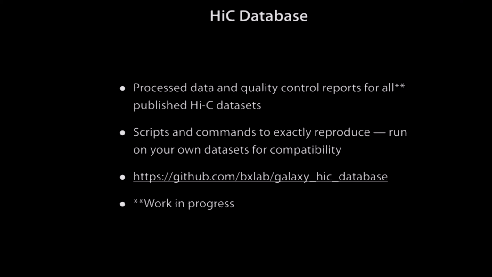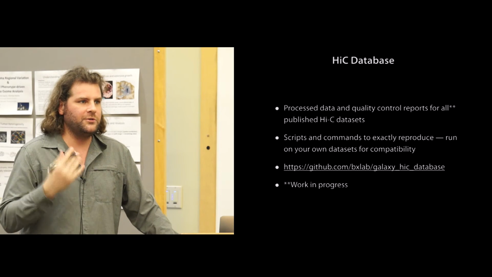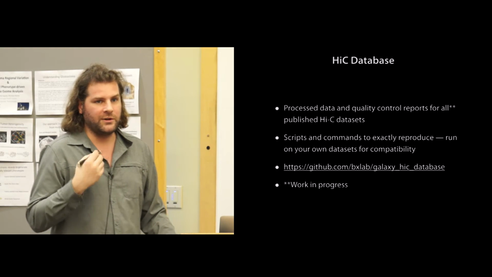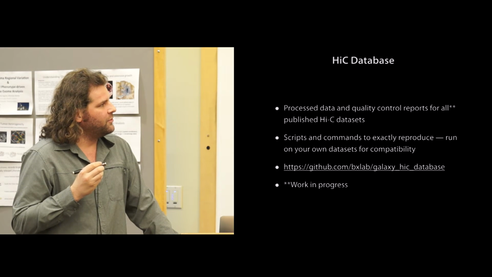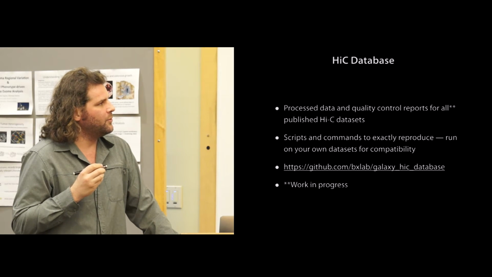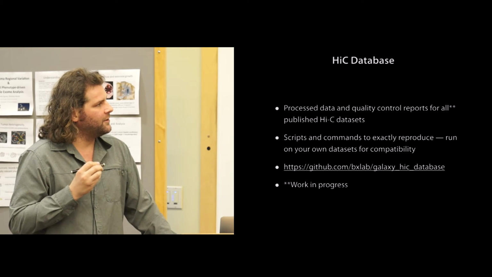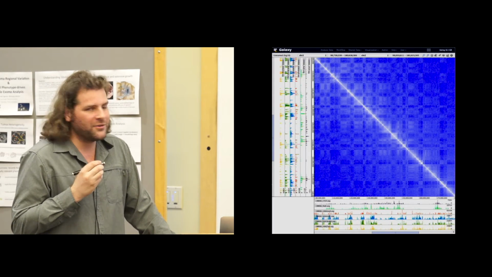We're also, this is work in progress, but a lot of it's already up, processing and doing quality control reports for every published Hi-C data set. So you can compare your data set to these other data sets, and you can see exactly the parameters we're using to normalize everything. We're hoping this is a useful resource for those of you who are trying to do your own Hi-C. We've got the scripts and commands to exactly reproduce this. This is on GitHub currently, and we'll be putting all the data out somewhere public soon. But everything needed to create the data, all the parameters and reports are there. I'll plug our little browser again.